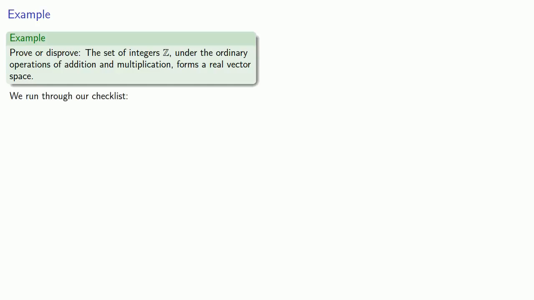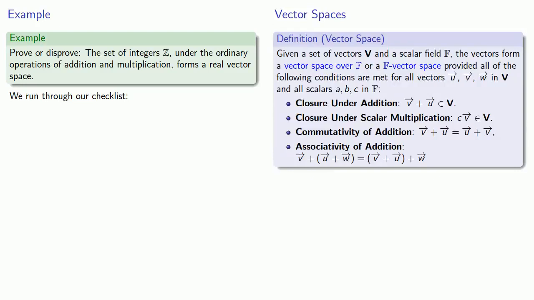Alright, so the membership committee for Club Real Vector Space receives Z's application, and they go through the checklist. So first of all, we have to consider any three elements of our set. So let's take three integers m, n, and p, and we'll check out each item. So is the set of integers closed under addition? If I take two integers, do I in fact get another integer? And the answer to that is yes.